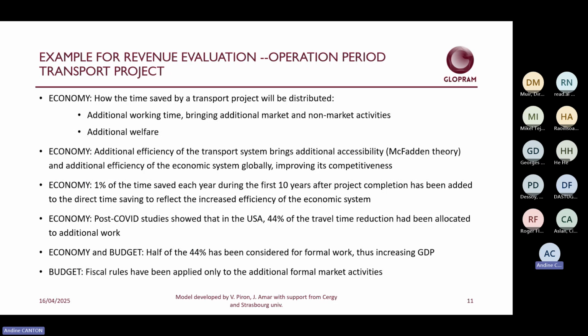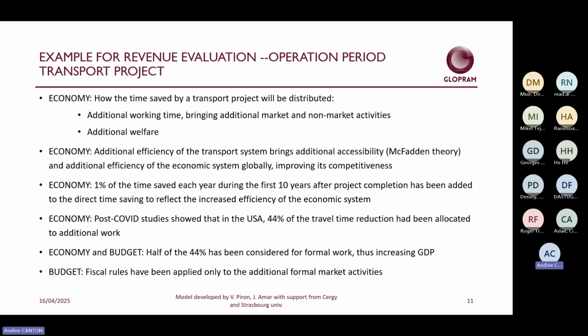Post-COVID studies show that, at least in the USA, 44% of the travel time reduction has been allocated to additional work. So additional paid work, I have assumed. So this goes directly to the increase of GDP.